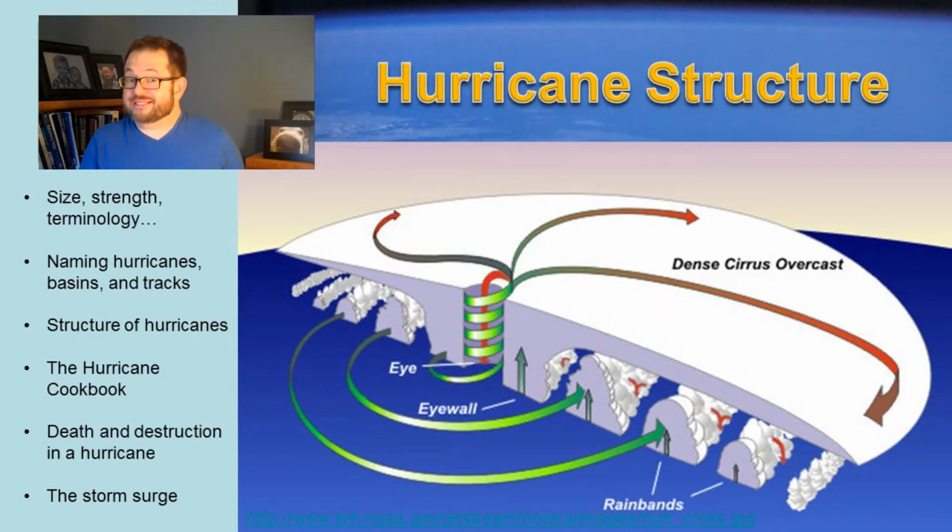That's part of the story as to why it's clear. Remember, when air parcels sink, they get warmer, they dry out, and so on. So the sinking motion in the eye is part of the reason why the eye is clear.